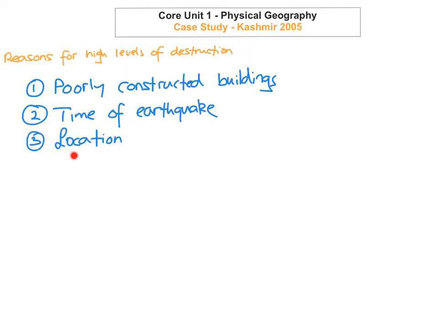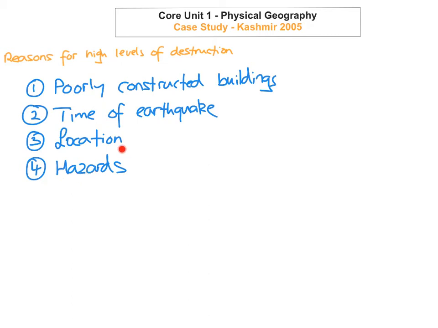The third reason for high levels of destruction and death was location. Many people lived in inaccessible areas because they lived in mountains or in deep valleys, with very poor or limited transport systems. So it made it really hard for emergency services to get to these people, and because they were waiting a long time, probably injured, this led to them dying.